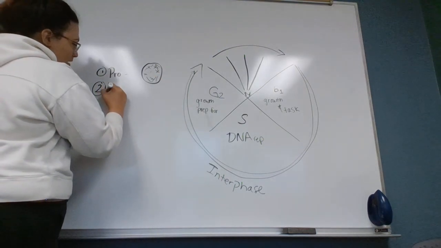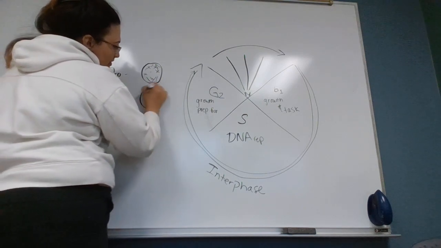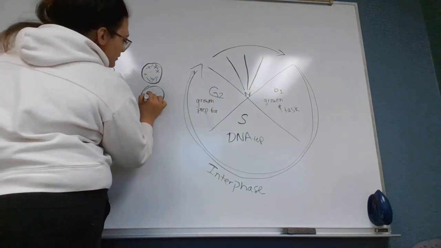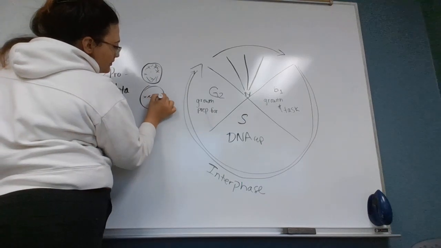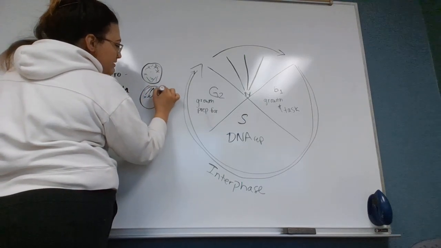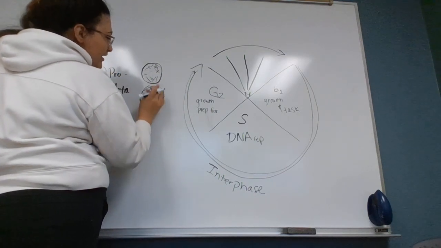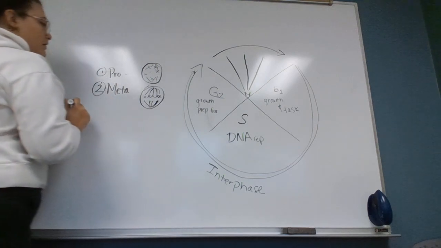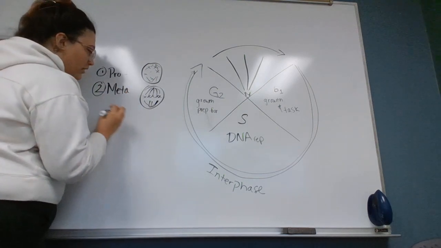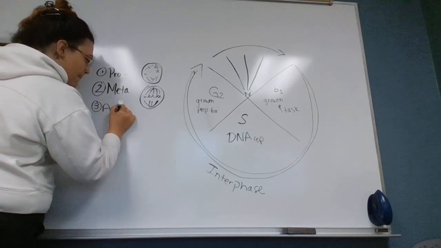In metaphase, you can see that the chromosomes are actually in the middle, but being pulled apart by the centrioles or the spindle fibers to each side of the cell. But they're not exactly pulled apart until they reach anaphase.